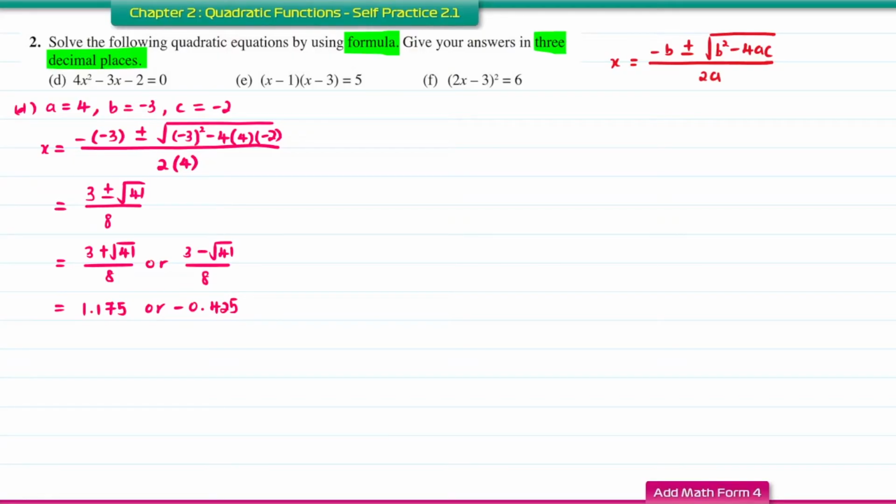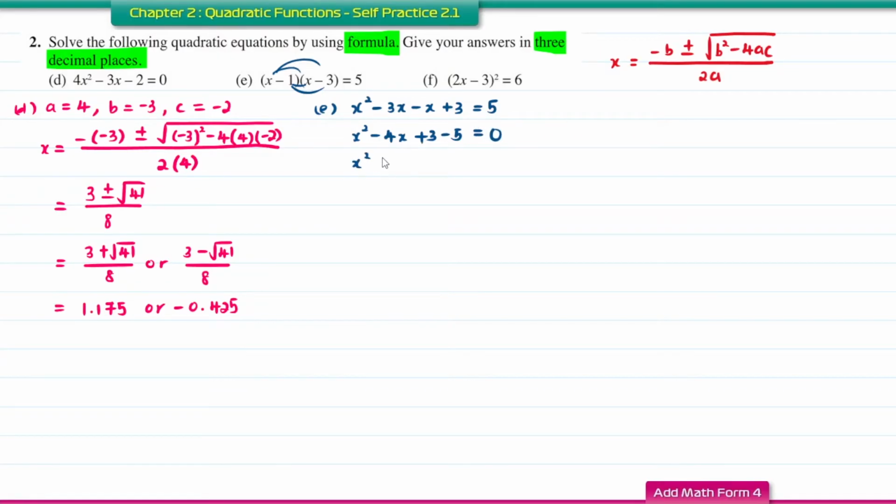Now move to question E. So bracket x minus 1, another one is x minus 3 equal to 5. So this one is not in general form. So first we need to expand this part. After expanding it, you're going to have x squared minus 3x minus x plus 3 equal to 5. So write all this in general form. X squared, negative 3x minus x is minus 4x, plus 3 minus 5 equal to 0.